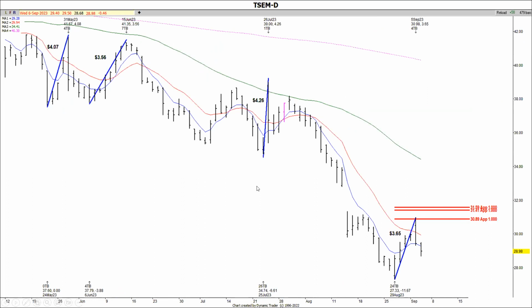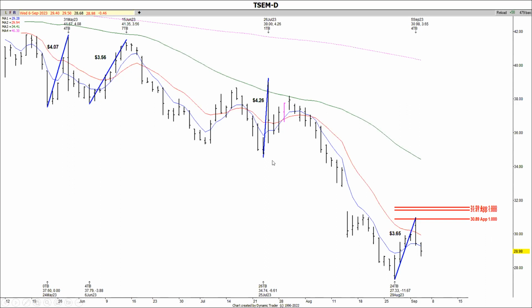This is TSEM. Now, this is a recent chart request from Tuesday. I do the chart request on Tuesday, Thursday, or if the market is closed Monday, instead of Monday, Wednesday. And this person was asking me if they should buy this stock because it's pretty cheap and it's come way, way, way down. I was like, absolutely not.